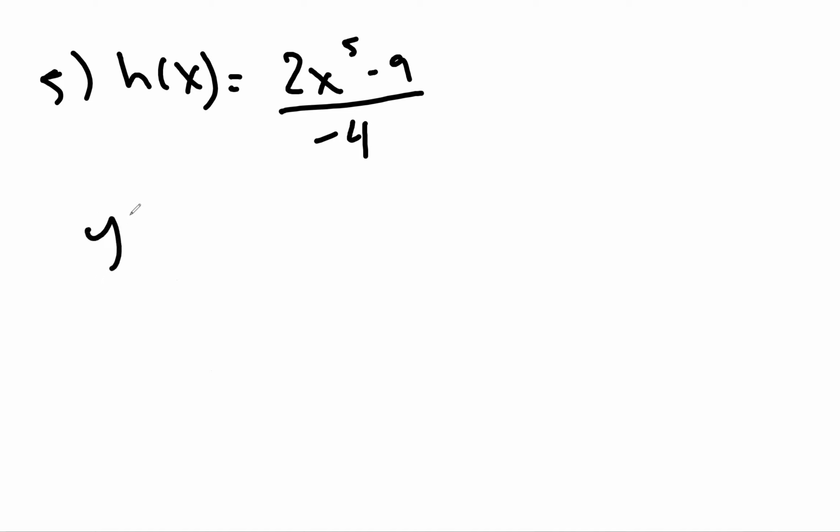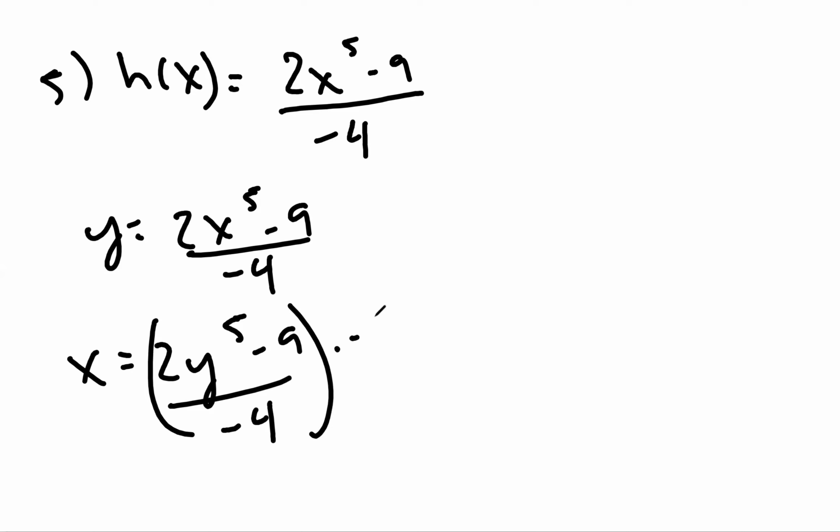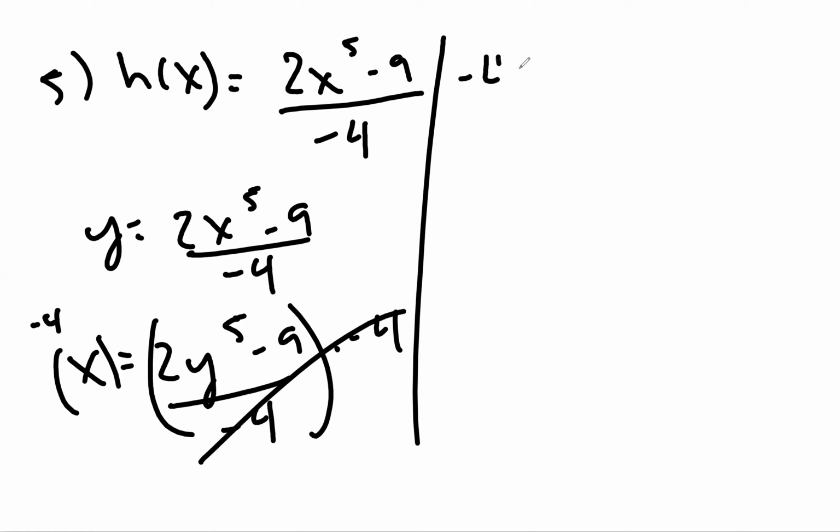So first things first is I need to replace the h of x with a y, and that will give me y equals, and then the function that I was given. And then I want to swap my x and my y's location. So I'm going to have x equals (2y to the 5th minus 9) over -4. Now I know in order to get rid of a fraction, I have to multiply by its denominator. So I'll multiply both sides by -4. And then that's going to give me -4x equals 2y to the 5th minus 9.